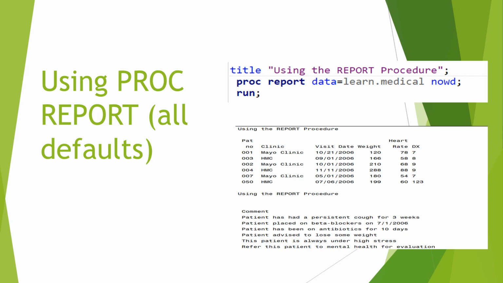We will see in later examples in this video how to control the width of each column in the report. Another difference between PROC print and PROC report is that the default column headers for PROC print are variable names, and the default column headings for PROC report are variable labels if they exist, or variable names if a variable does not have a label.